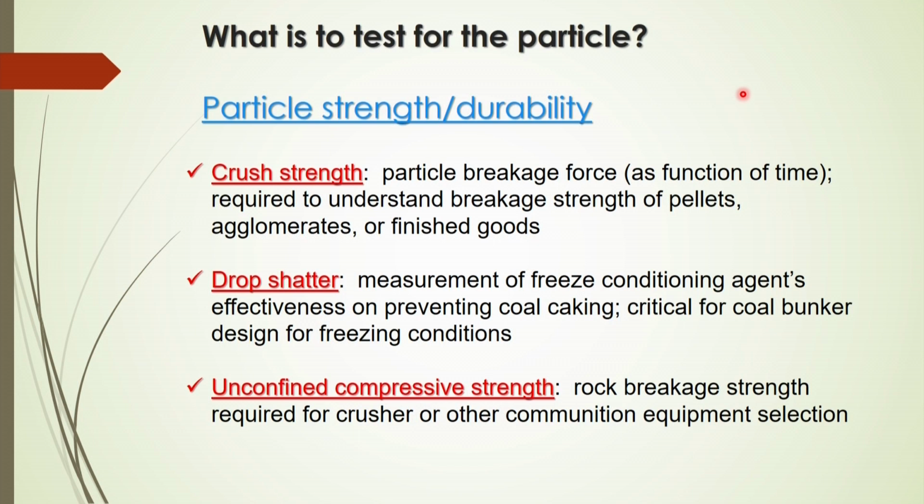Some particles retain durability in their original condition. And drop shatter, the measurement of bridge conditioning agents' effectiveness in preventing coal caking, is very important here. It is critical for coal bunker design for freezing conditions; drop shatter is a very important factor for fluidization. Now, unconfined compressive strength is another important property of particle strength. You will see the rock breakage strength is required for crusher or other comminution equipment selection. So, you have to measure unconfined compressive strength before starting the fluidization operation.